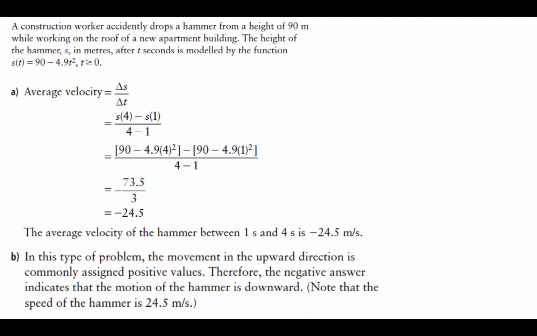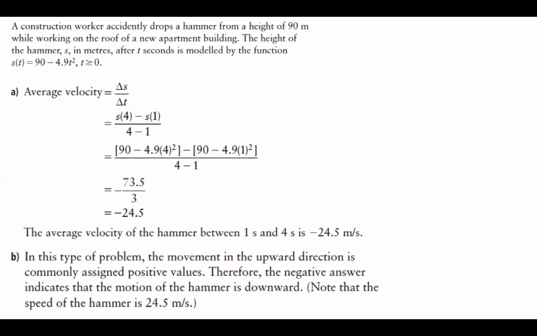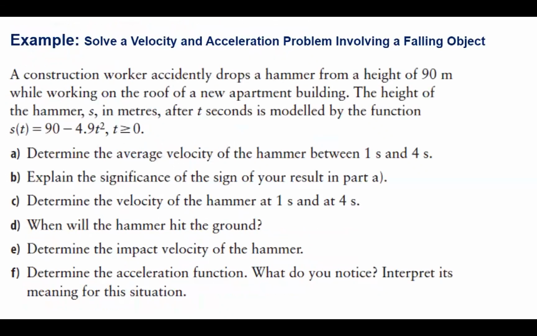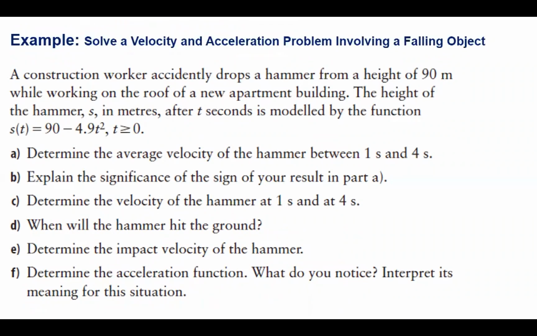Okay, question B. Explain the significance of the sign of your result in part A. In this type of problem, movement in the upward direction is commonly assigned positive values. You can also check that when t equals 0, s equals 90, right? Therefore, the upward position is a positive position, because we know at t equals 0, the hammer is 90 meters above the ground.